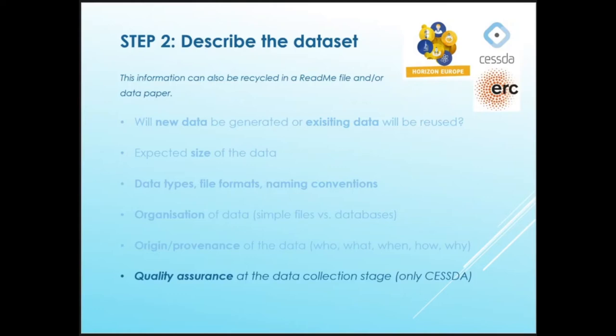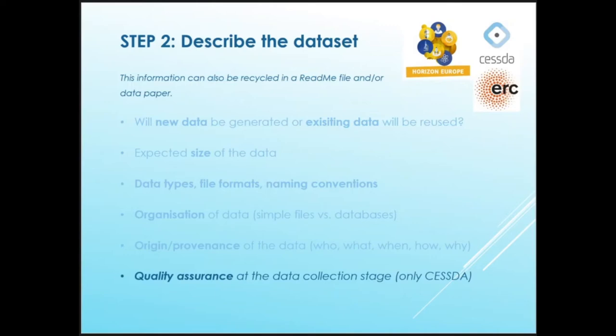Okay, so we are at step three, findability. And the first thing that all the templates ask you is, will the data be identified by a persistent identifier? What this question actually asks you is, will you deposit the data to a trusted repository? Because a definition of a trusted repository is a repository that assigns a persistent identifier to the data.